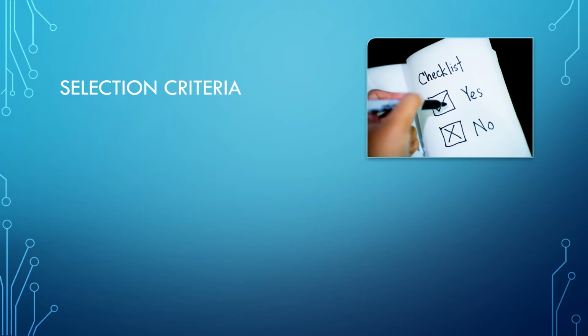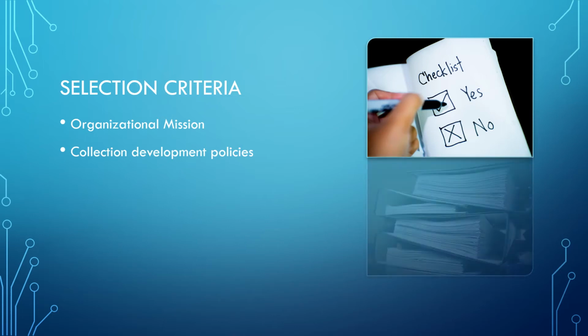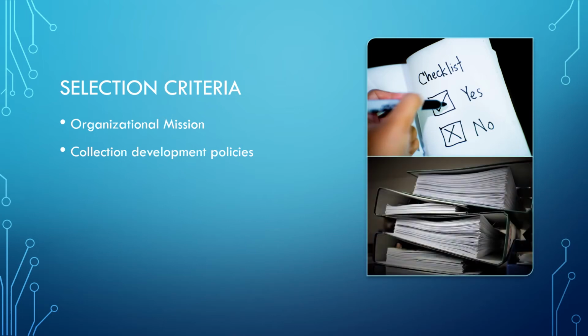Many things go into creating selection criteria. The best place to start is with your organization's mission statement and collection development policies. These two documents will provide a lot of insights as to what types of items and subjects are relevant to your organization and community.